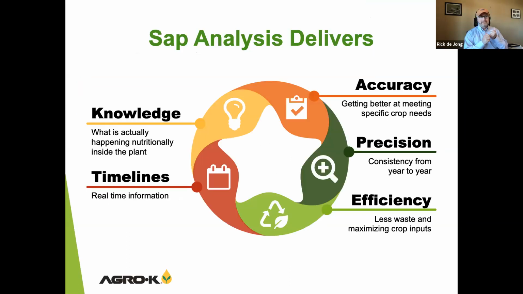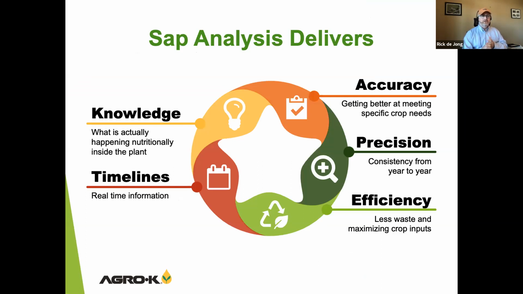So sap analysis has given us new knowledge into what's actually happening inside the tree. We're getting it timely in that it's real-time data to what needs to be done now. If we follow the protocols that have been outlined on how to take a sample, we're getting accuracy. And now we're also getting precision. So accuracy is that we're getting solid results. Precision is we're able to do that over and over again.